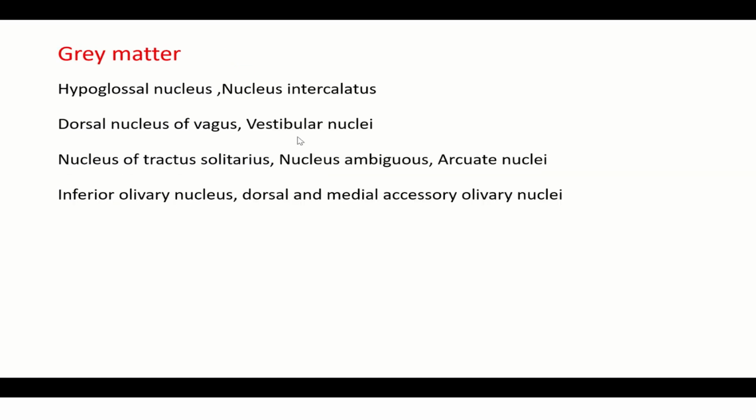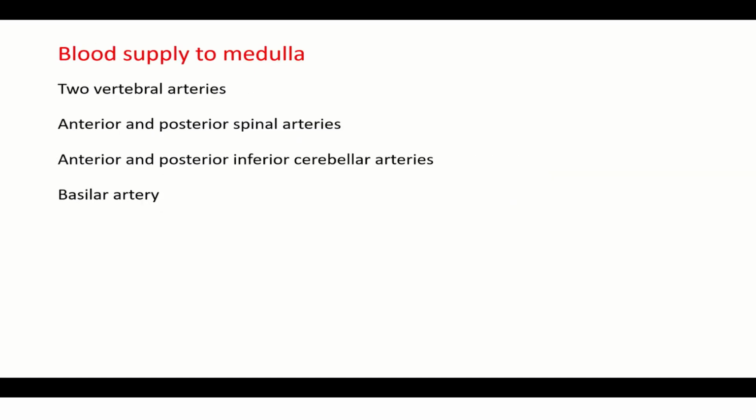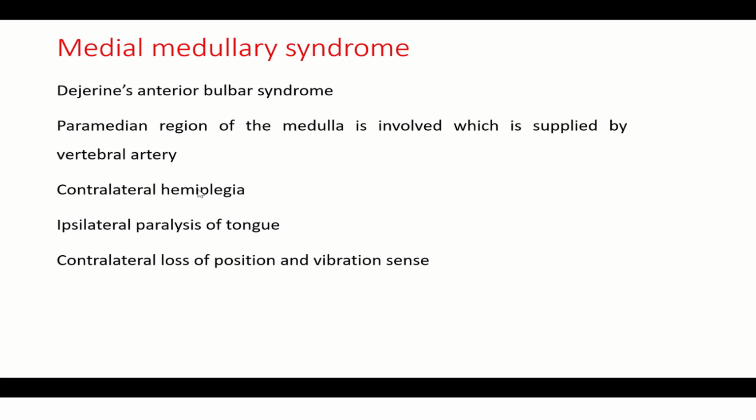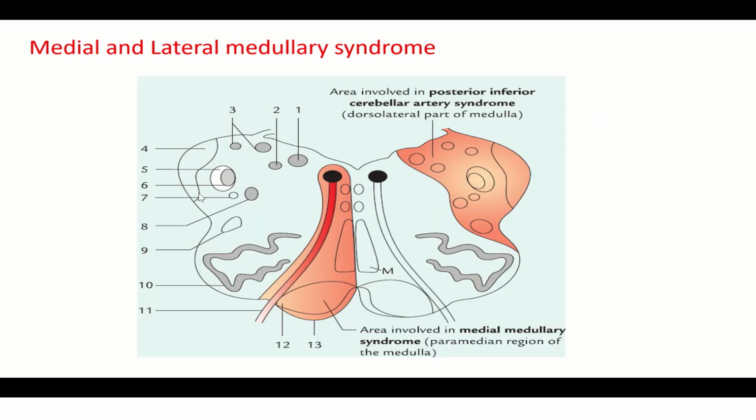Now coming to the blood supply, this entire medulla is mainly supplied by the two vertebral arteries, the anterior and posterior spinal arteries, which are branches of the vertebral arteries. The anterior and posterior inferior cerebellar arteries are again branches of the vertebral artery, and then the basilar artery. So if you observe here, two important clinical syndromes are there.